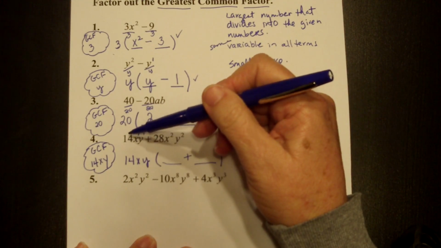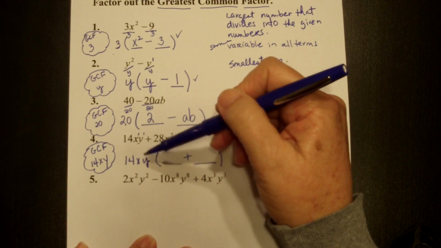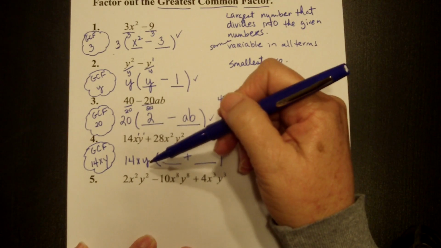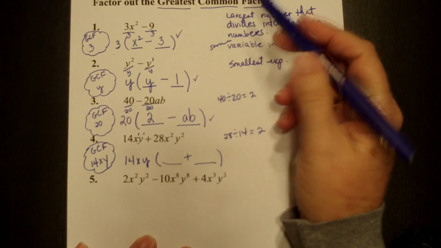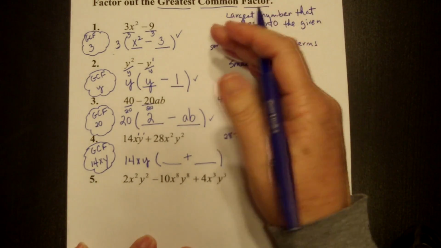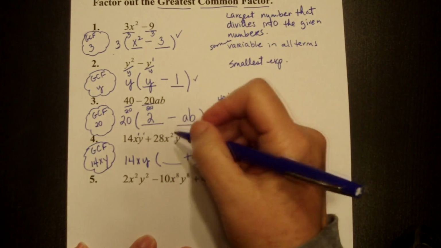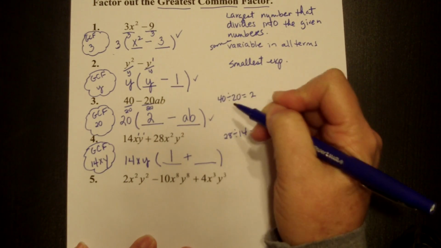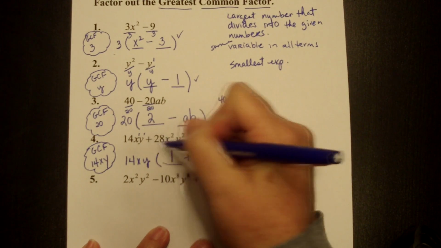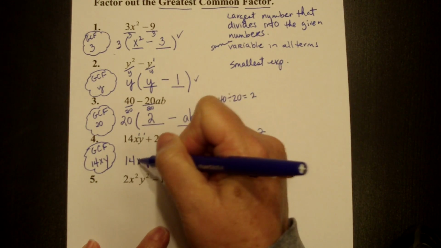Well, what's going to happen with 14x and y? Well, all of those would just cancel out. Okay, good. So what happens when they all cancel out? Can I just leave it blank? No. What do I have to put? I have to put a 1. All right, so now we're going to divide this by 14xy.